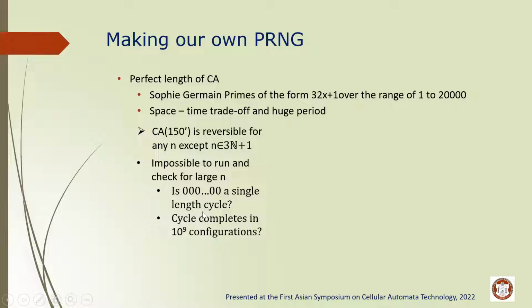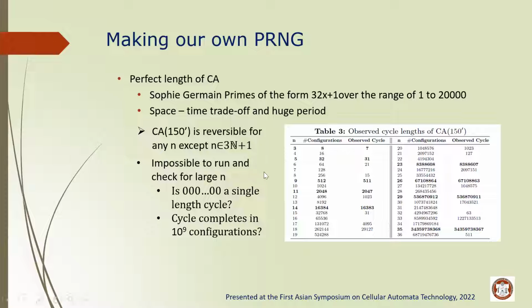We first checked whether this all-zero configuration forms a single-length cycle, and whether for any other initial configuration we can get back that configuration within these 10⁹ iterations. So that was our strategy.